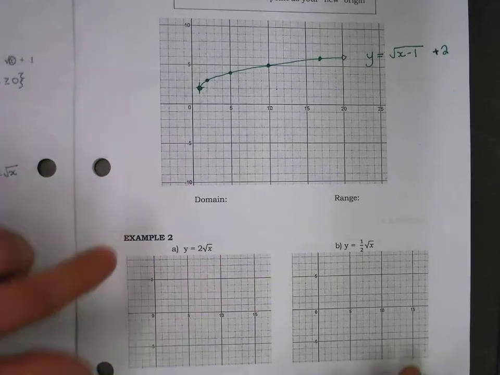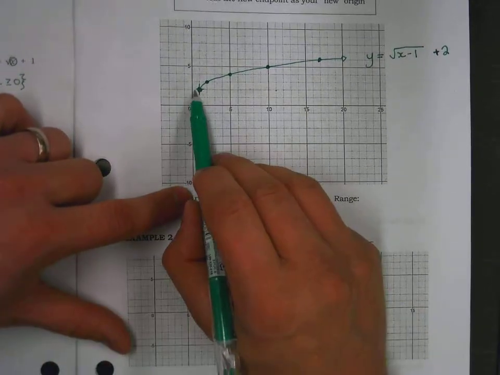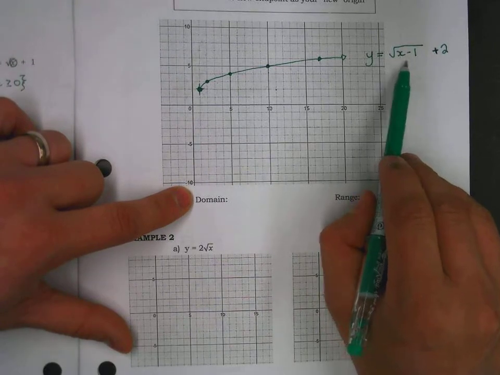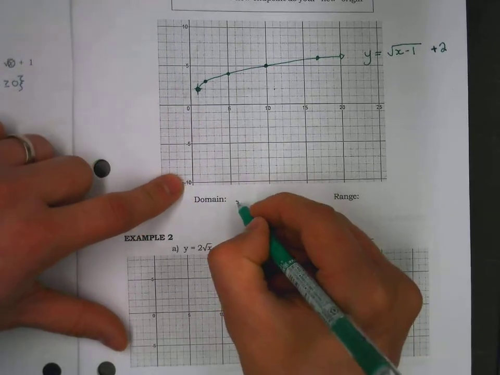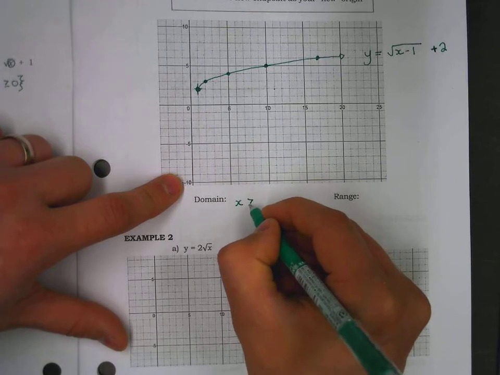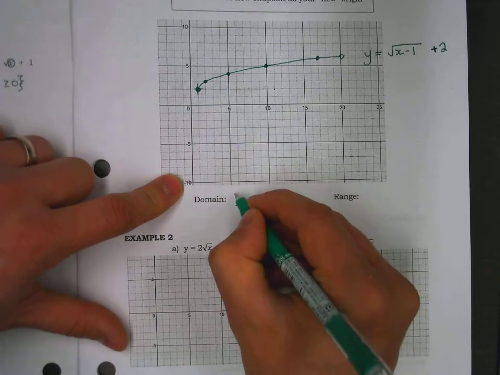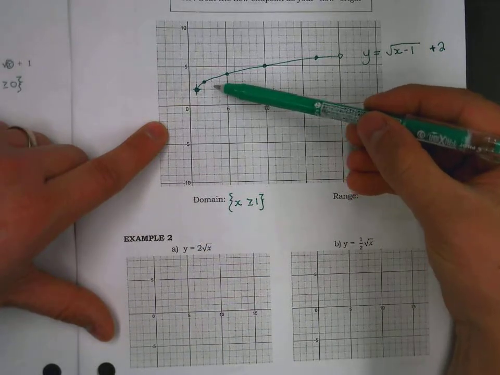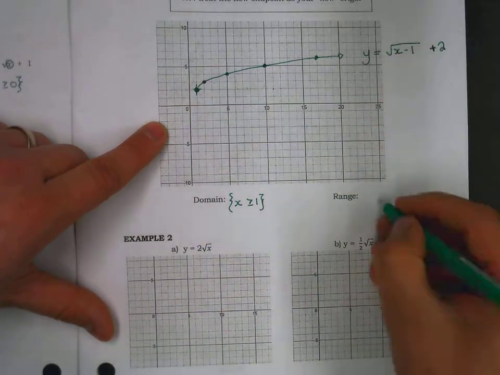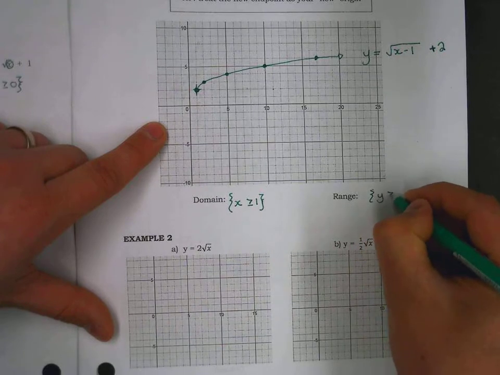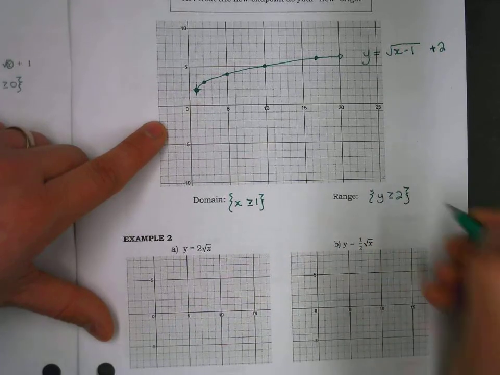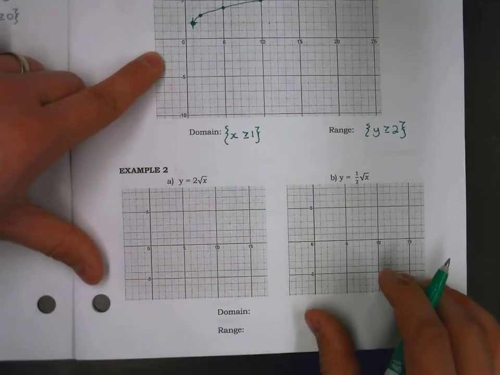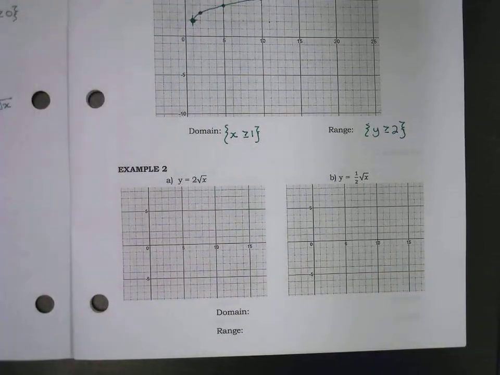Where is our domain? Well, it looks like it's shifted 1 to the right, just like our equation says. And we could say this exists everywhere to the right of 1. For the range, it looks like this exists everywhere cut off at 2 and above. And this shift up 2 is what creates this range. Now, this is two shifts. What would happen if we started to talk about some stretches?